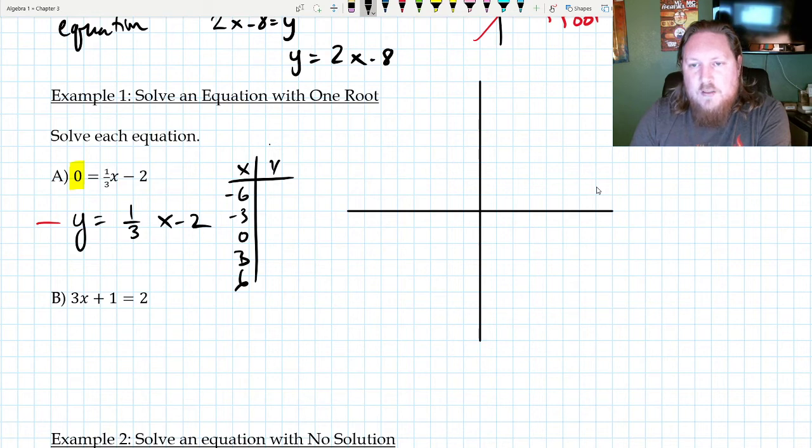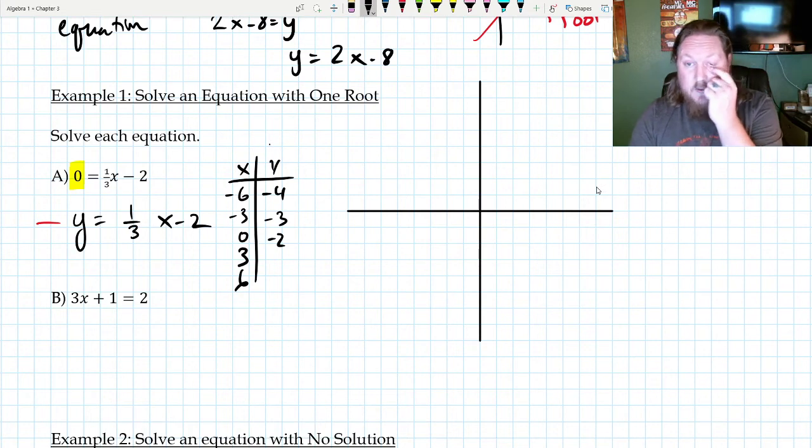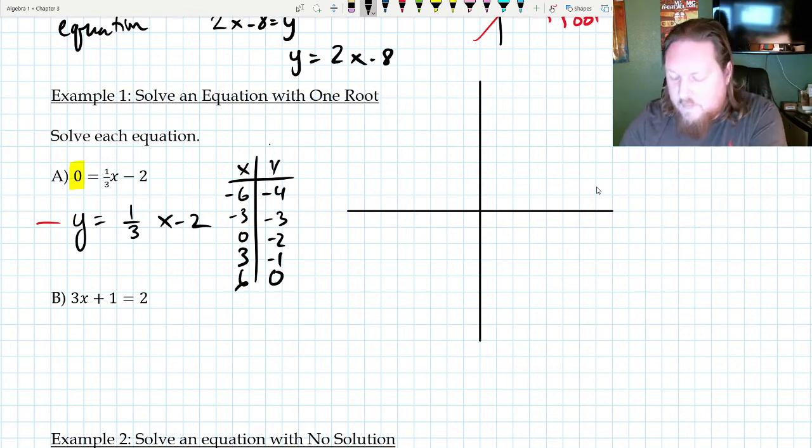-6 times 1/3 is -2, minus 2 is -4. -3 times 1/3 is -1, minus 2 is -3. 0 gives -2. Plug in 3 there, we get 3 times 1/3 is 1, minus 2 is -1, and 6 times 1/3 is 2, minus 2 is 0. And there we can actually see the root even.